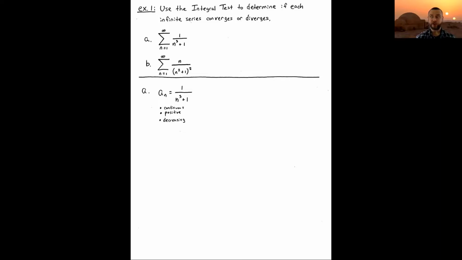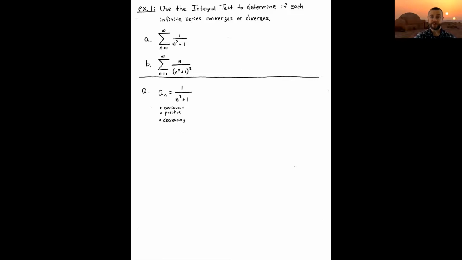Notice the general term is of the form 1 over a quantity, n cubed plus 1, where the quantity is getting bigger as n goes to infinity. Now, when you have a fraction where the denominator gets bigger, the fraction as a whole gets smaller. So as n gets bigger, this general term gets smaller. So this function is decreasing. These three conditions are the same conditions of the integral test. So for this infinite series, since all three conditions are met, we can apply the integral test.